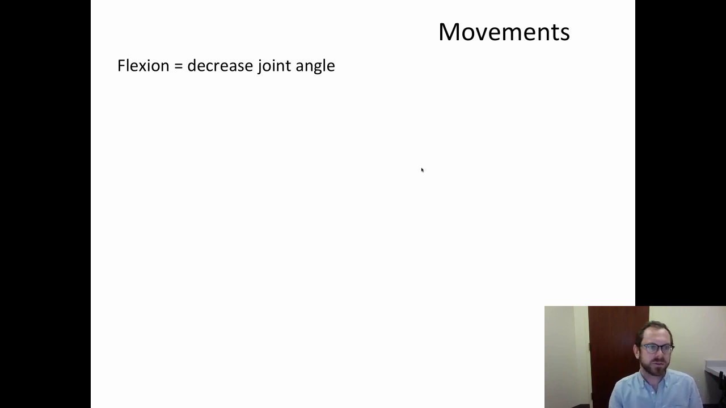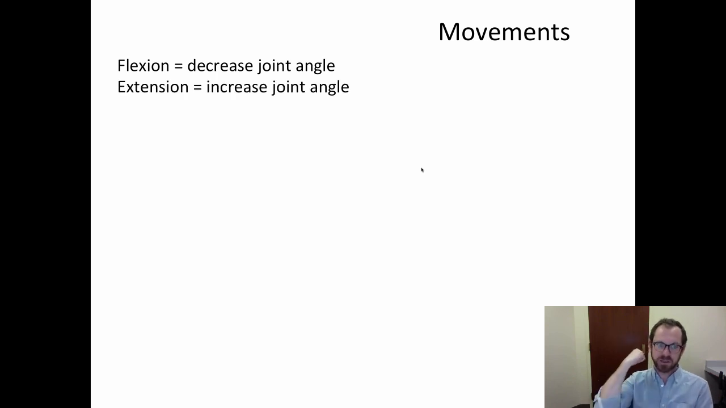So you always hear, flex something, but what does that really mean? Well, in anatomy, it's defined as the decrease of a joint angle. And so when I flex my elbow, I'm decreasing my elbow joint angle. And so this is how we define flexion. The opposite of that would be extension. This would be increasing a joint angle.